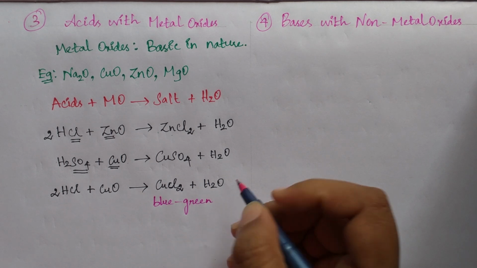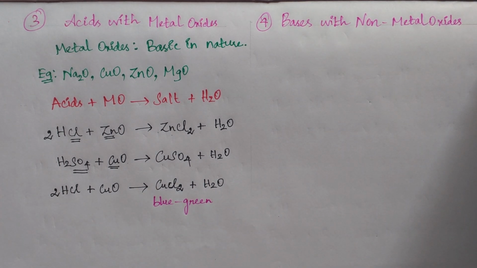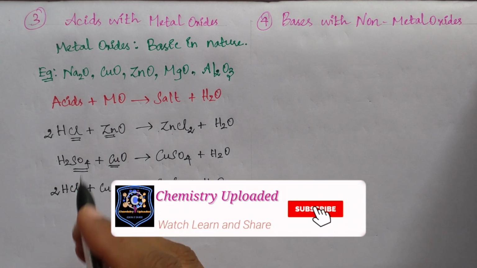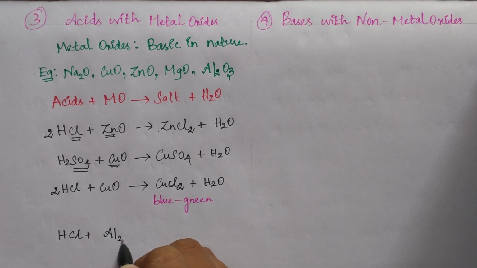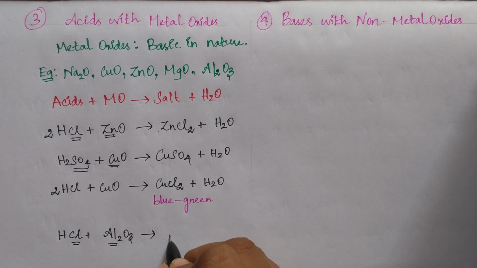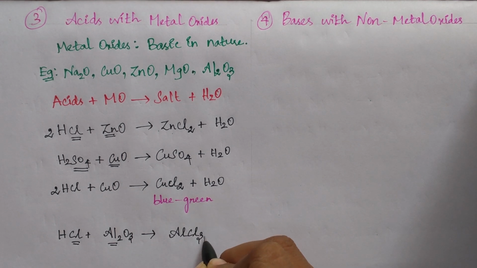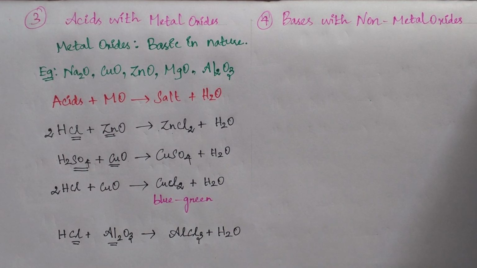The color is very important in a chemical reaction. Then aluminium oxide reacts with HCl, Al2O3. It gives aluminium chloride, AlCl3 is the formula, and H2O. So you have to balance this equation. See here 2 aluminium is there, but here 1 aluminium. And 2 threes are 6. So you have to take 6 HCl, and 6 HCl means here 3 water. So these are the reactions with metal oxide.